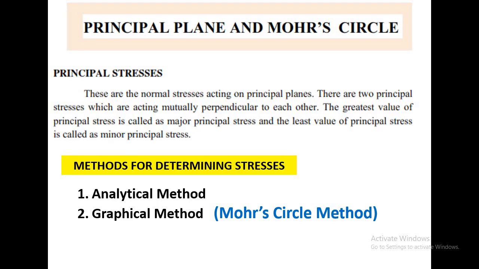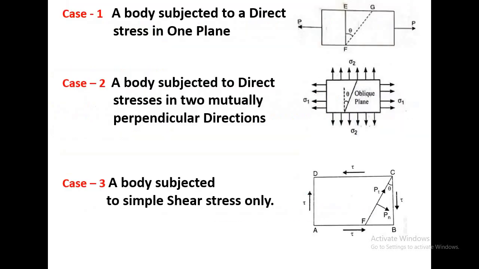There are two principal stresses which are acting mutually perpendicular to each other. The greatest value of the principal stress is called major principal stress, and the least value is called minimum principal stress, that is minor principal stress. And the methods for determining stresses are the analytical method and the graphical method. The graphical method is also called the Mohr circle method.